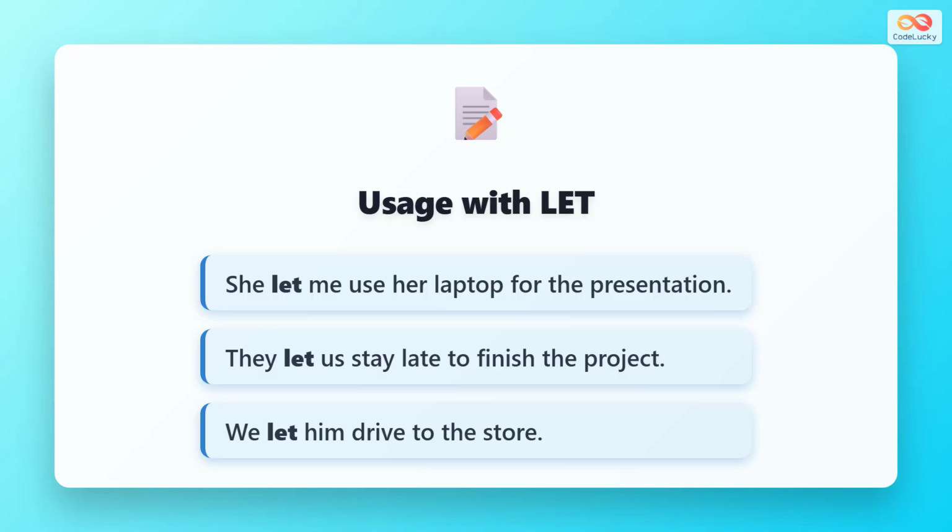She let me use her laptop means she permitted laptop usage. They let us stay late shows extended permission. We let him drive demonstrates allowing someone specific action.